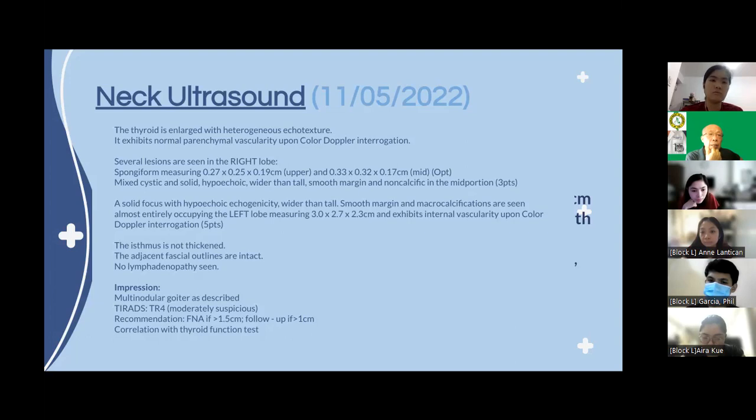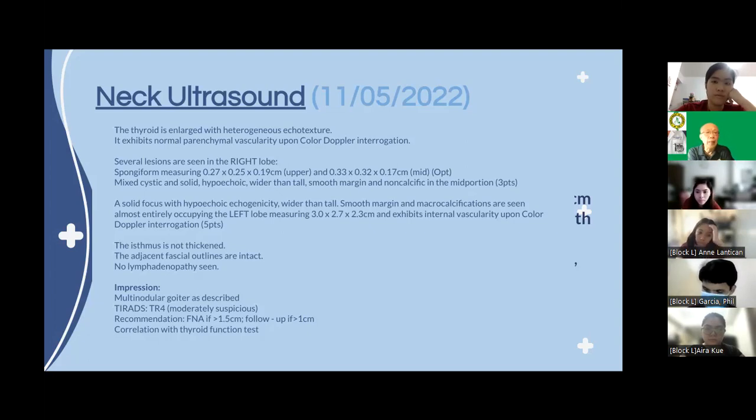Anyway, the ultrasound shows a mixed cystic and solid hypoechoic nodule on the right lobe. How big? Less than 1 centimeter, sub-centimeters. So based on the ultrasound, you now have multiple nodules, which you won't be able to palpate since they're sub-centimeter on the right side. So you can now say, based on the ultrasound, it's multiple nodules. But if you base it on your PE, you can just say it's solitary. So you can specify in your diagnosis, if you think it's a multinodular non-toxic goiter, that it's based on the ultrasound.